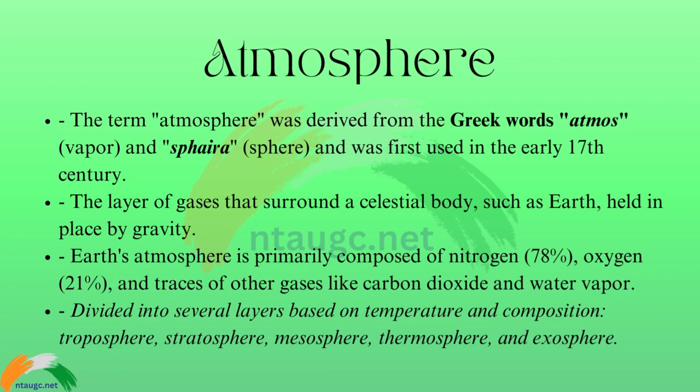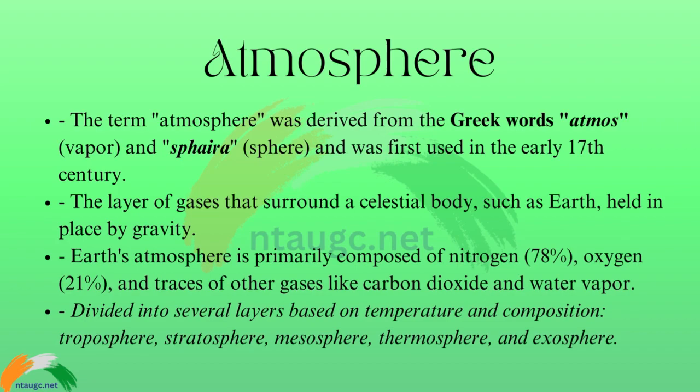Atmosphere. The term atmosphere was derived from the Greek words atmos, vapor, and sphaira, sphere, and was first used in the early 17th century. The layer of gases that surround a celestial body such as Earth, held in place by gravity. Earth's atmosphere is primarily composed of nitrogen 70-80%, oxygen 21%, and traces of other gases like carbon dioxide and water vapor, divided into several layers based on temperature and composition.